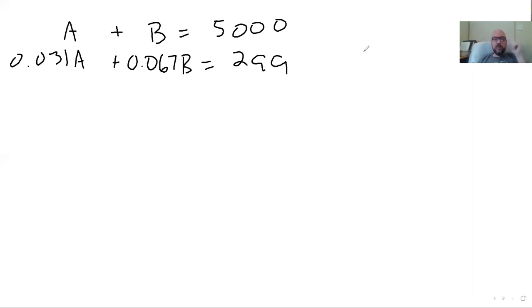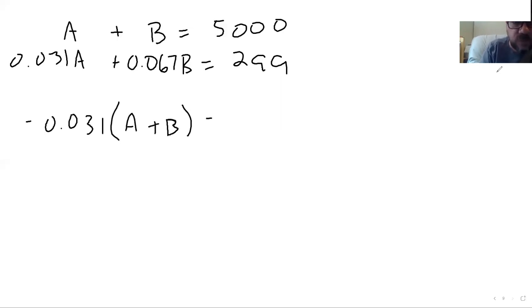And by the way, I'll give you a little tip. If you have something like this, and this A plus B or X plus Y equals a number comes up a lot, it's probably the single most common equation that you see in these. The easiest thing to do is to eliminate the smaller one because it gives you less negatives. I'll show you what I mean. So I'm going to multiply A plus B equals 5,000 times negative 0.031. Negative 0.031 times A plus B equals negative 0.031 times 5,000.